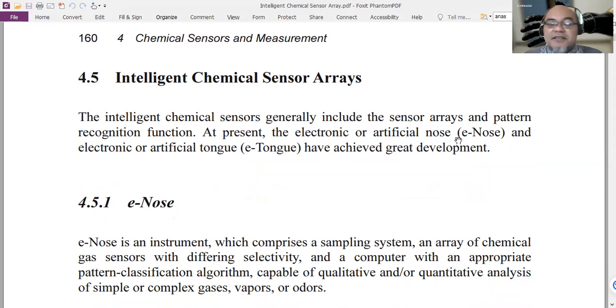In a conventional sensor, you just need the sensor element, the sensor material, and maybe some electronics. But in an intelligent chemical sensor array, you also have the software, the algorithm, to recognize the pattern coming out from the sensor array. At present, the electronic or artificial nose, e-nose, and electronic or artificial tongue, e-tongue, have achieved great development.